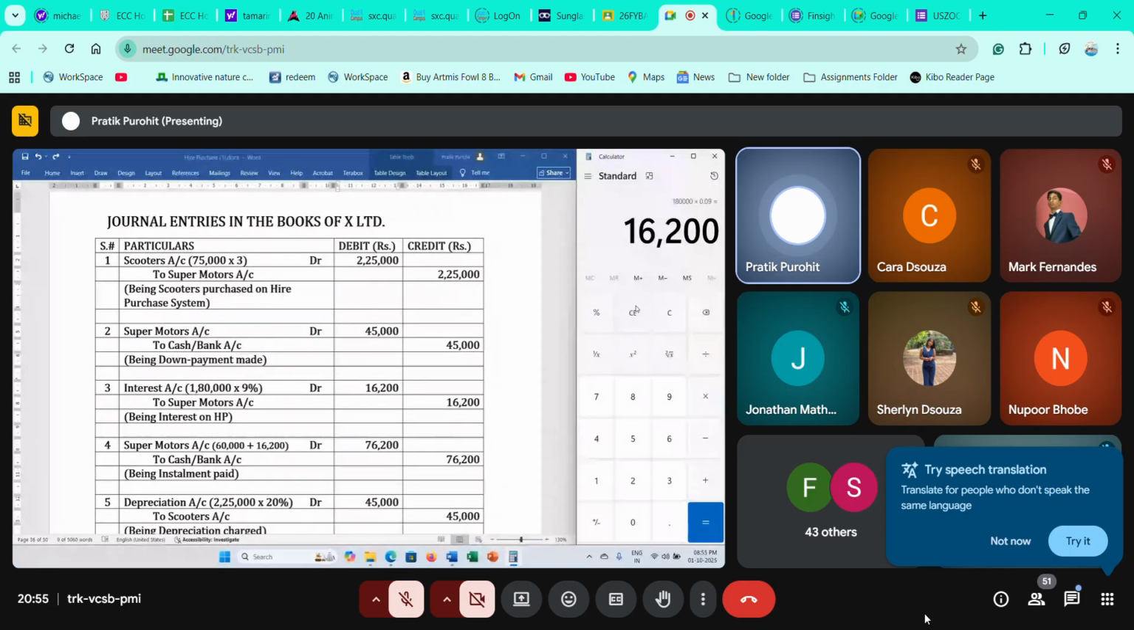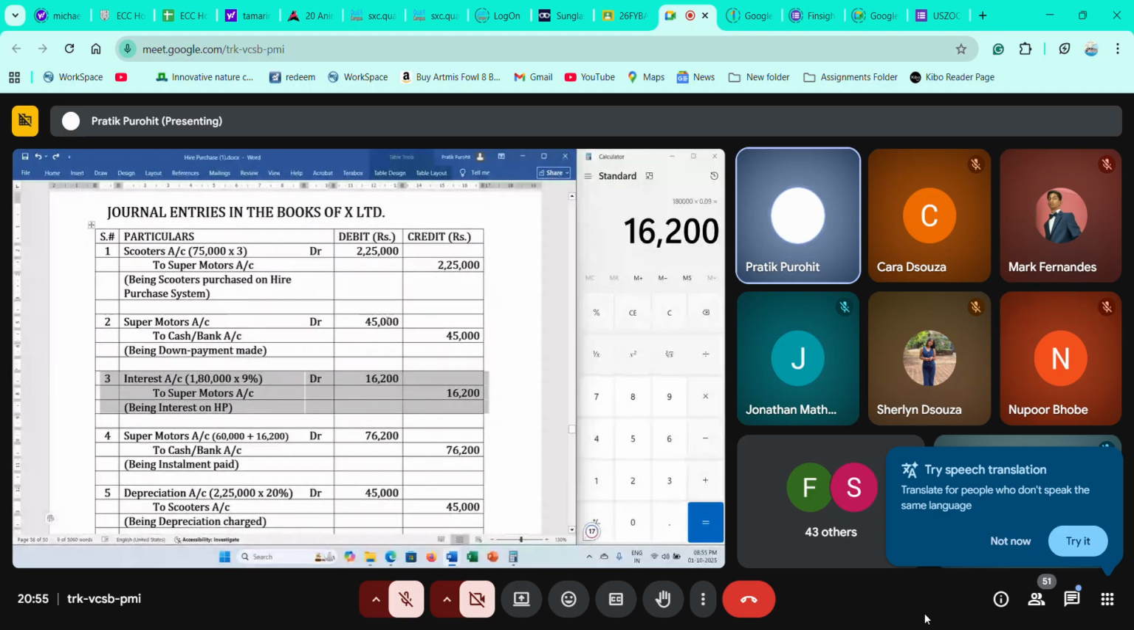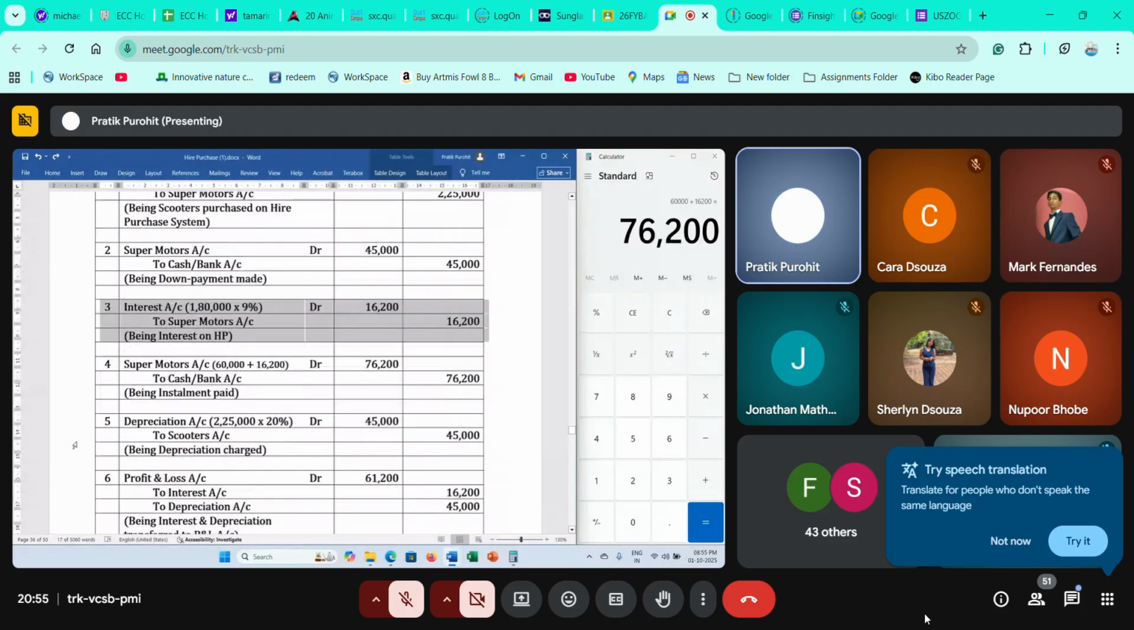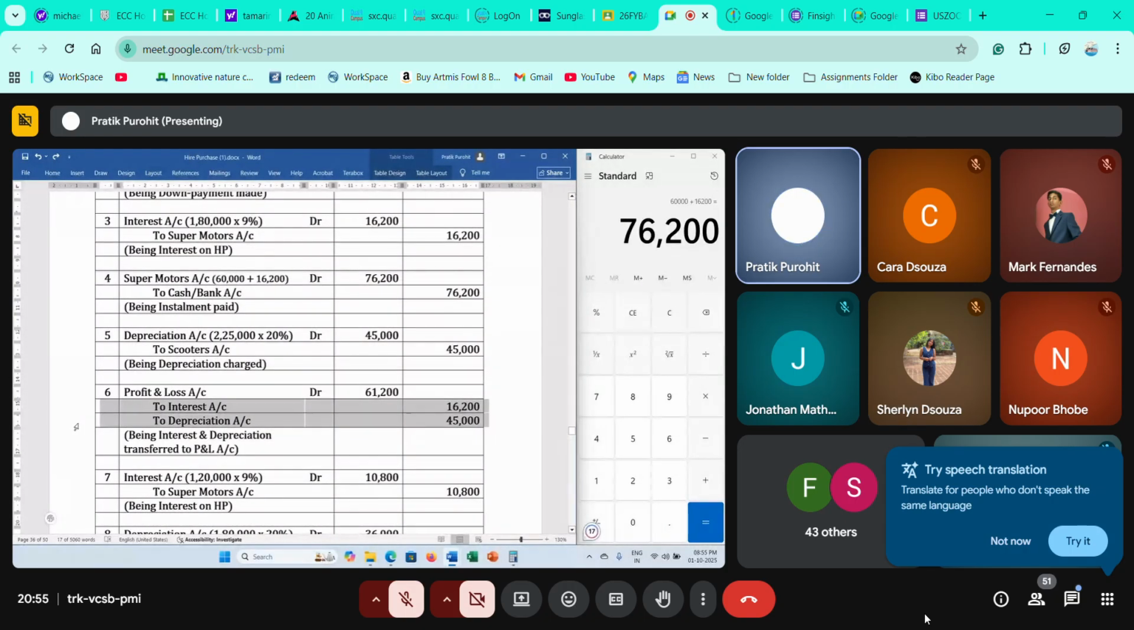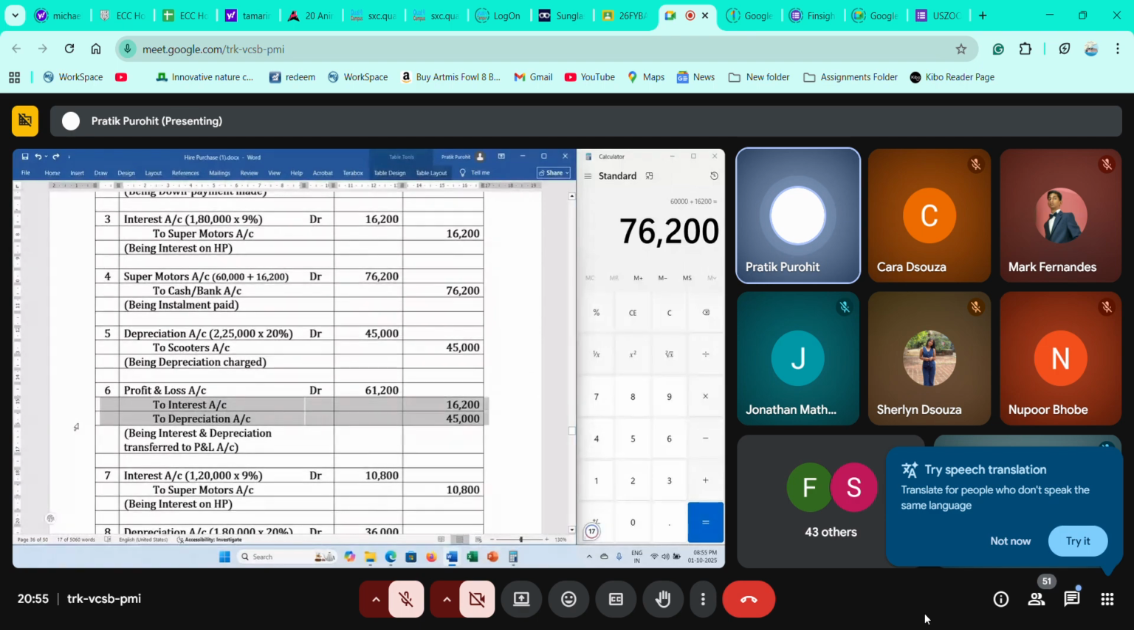We charge interest at 9% on this balance. So this is the amount of interest. Following the cash price method, 16,200 becomes your interest. So you pay Supermotors an equal amount. 1 lakh 80 is your outstanding amount divided by 3 equal installments, that means 60 plus interest, which is 16,200. So you make payment of how much? 60,000 plus 16,200, which gives you 76,200, right? Then you depreciate your asset, you do the year end entry, correct?